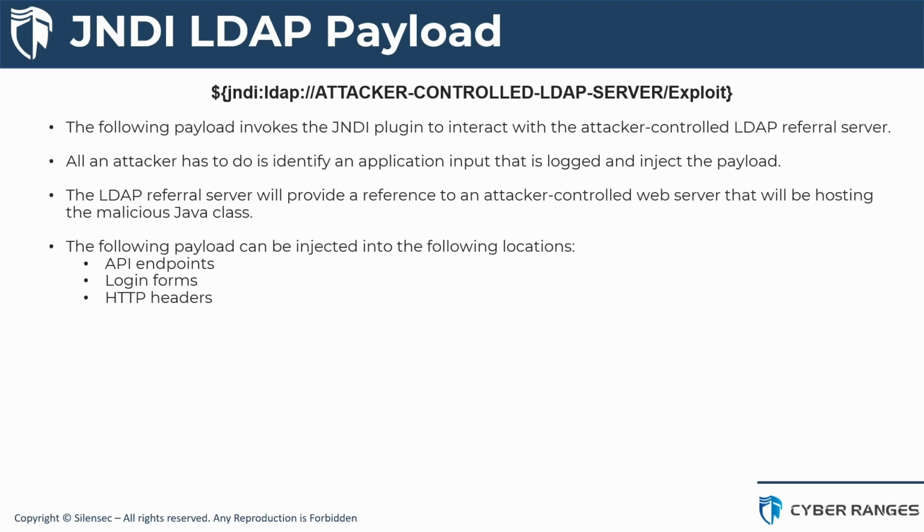And the LDAP referral server will then provide a reference to an attacker-controlled web server, which we'll also need to set up. And the attacker-controlled web server will essentially be hosting the malicious Java class that we want executed on the actual target server that is running the Java-based application. So the following payload can be injected into the following locations.